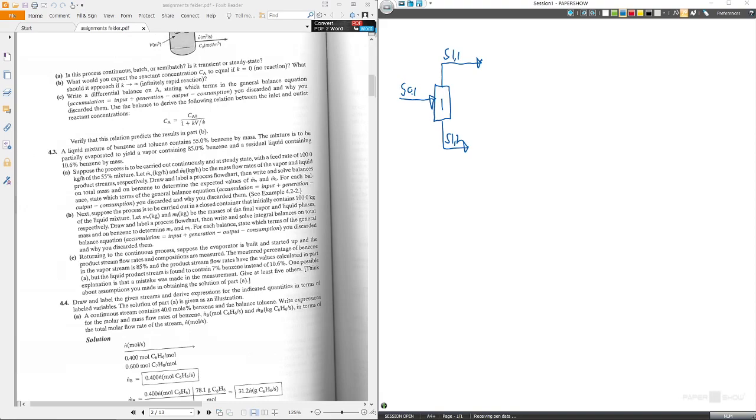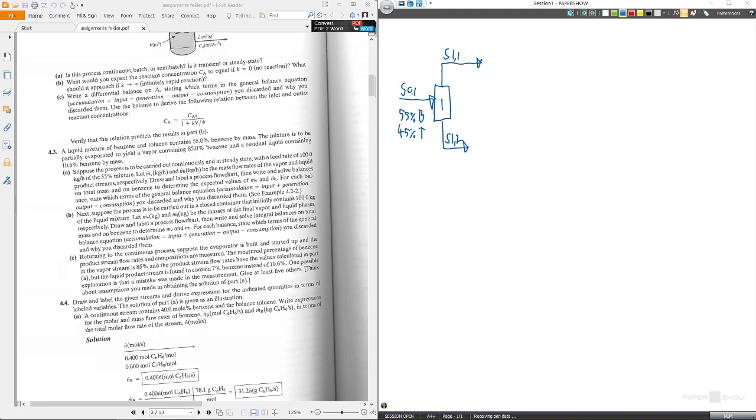So now we have our streams labeled, and we can look at the information we're given. We are told that in our stream 01, our entry stream, we have 55% of benzene. And of course a lot of you would then say that we can quickly calculate that we must have 45% of toluene, but we'll put that in Excel later.